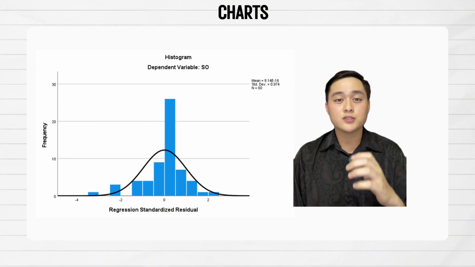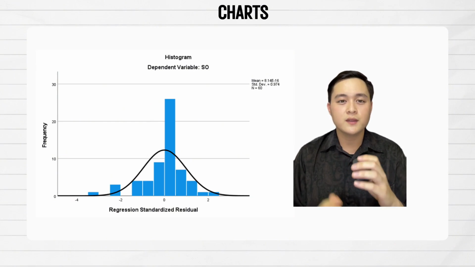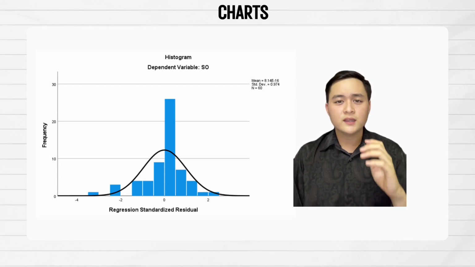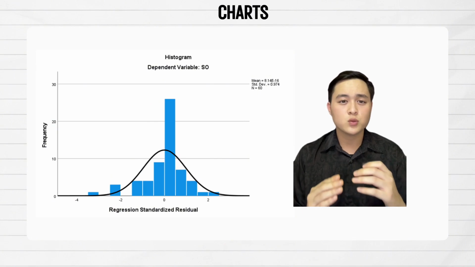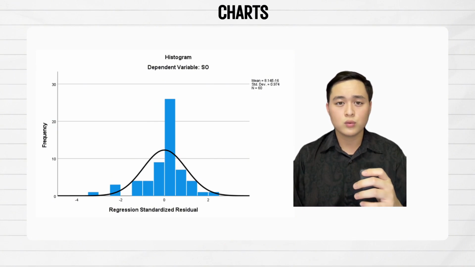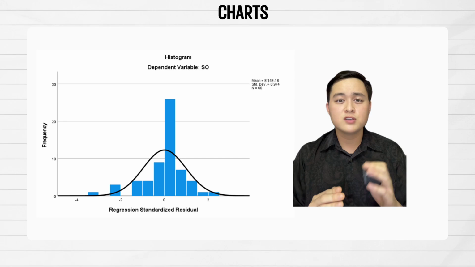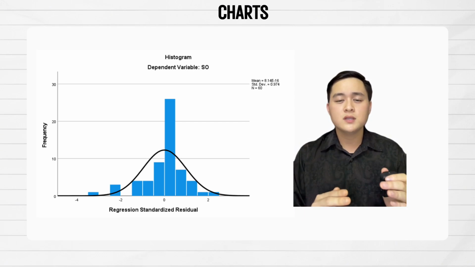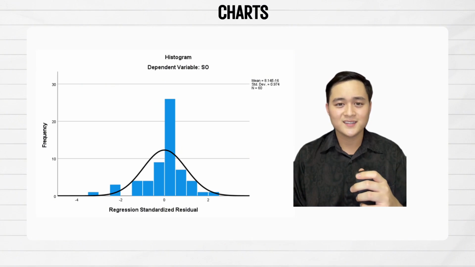Now I will explain this histogram. This histogram shows the distribution of regression standardized residuals for the dependent variable SO. The data follows a near normal distribution, indicated by the bell-shaped curve with residuals symmetrically distributed around 0. The mean is approximately 0, 8.14 times 10 to the negative 16, and the sample size is 60. The result confirms that the model meets the assumption of normality for the residuals, enhancing its reliability and validity.